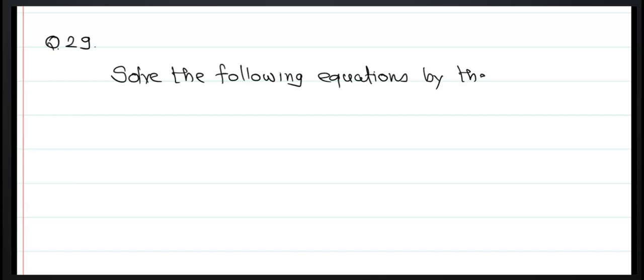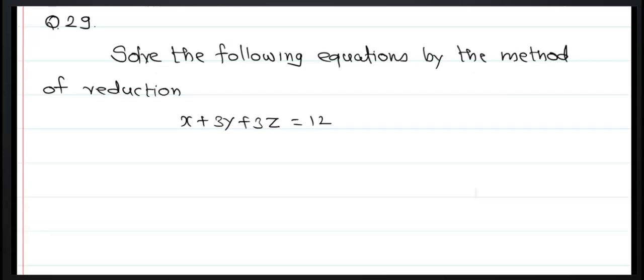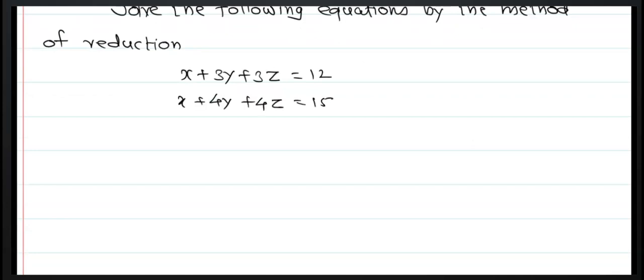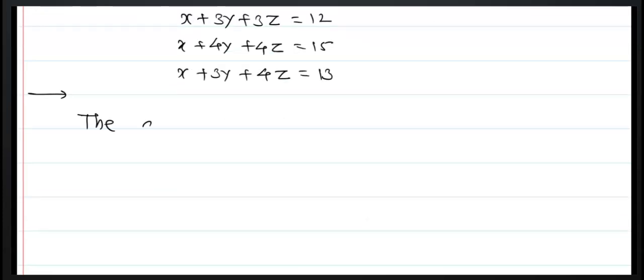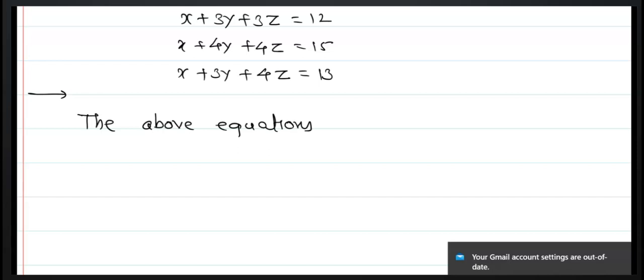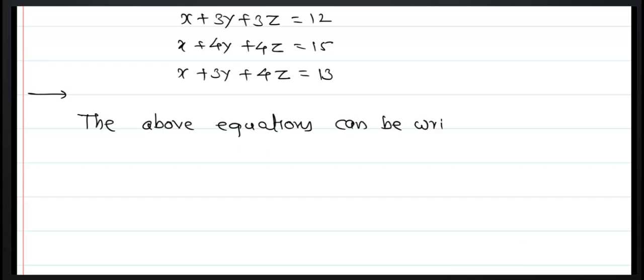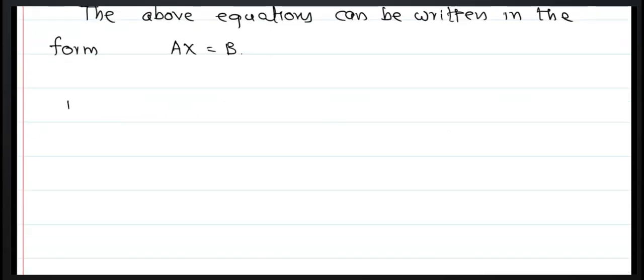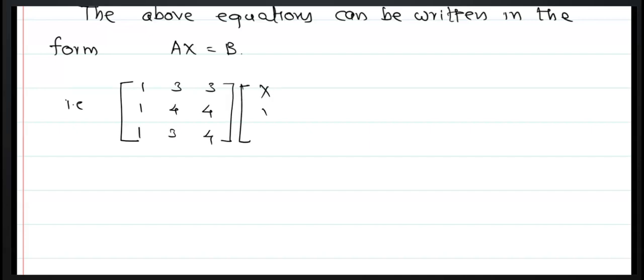Solve the following equations by the method of reduction. x + 3y + 3z = 12, x + 4y + 4z = 15, x + 3y + 4z = 13. The above equations can be written in the form AX + B = 0, that is, the matrix 133, 144, 134 times x, y, z, and their constants, that is 12, 15, 13.